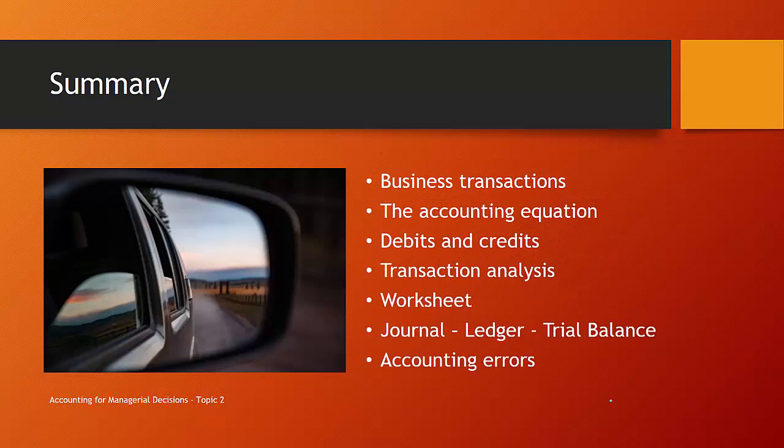So in summary, we looked at business transactions, the accounting equation, debits and credits, transaction analysis, a worksheet, journal, ledger, trial balance, and a final wrap up on accounting errors. So again, that's just a general overview. If you have questions, please use the various discussion boards and please get in contact with us. There is going to be another video which steps through an example in a little bit more detail. So if you really want that walkthrough effect, there'll be an opportunity to look at that.